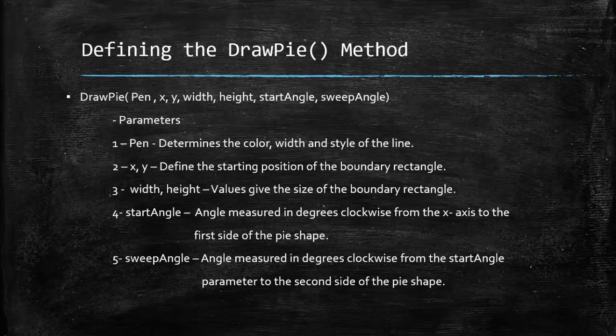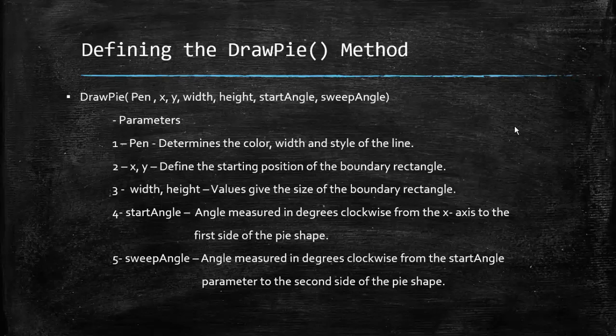Now we can define the DrawPie method. The DrawPie method uses 5 parameters to determine the shape of the pie. The 5 parameters used are: 1. Pen, which determines the color, width, and style of the line. 2. X and Y that define the starting position of the boundary rectangle. 3. Width and height. These values give the size of the boundary rectangle.